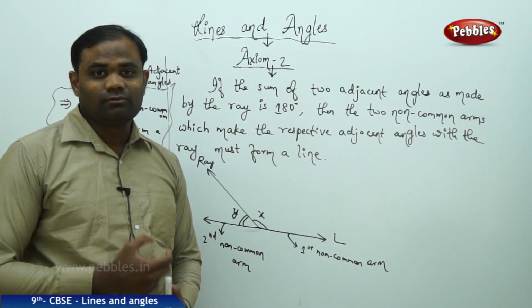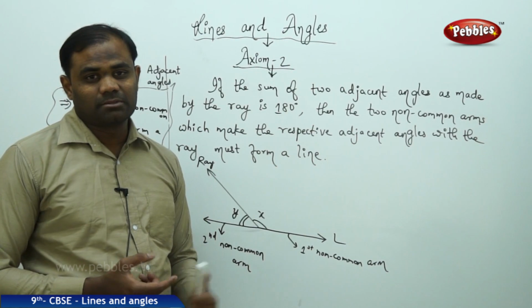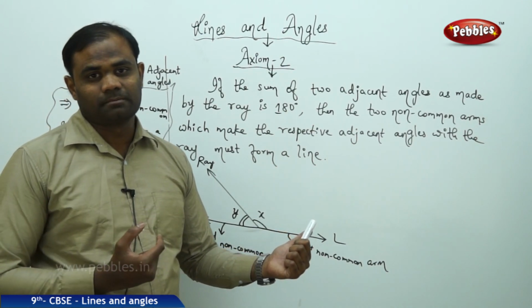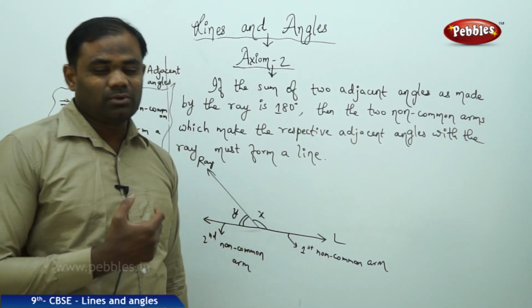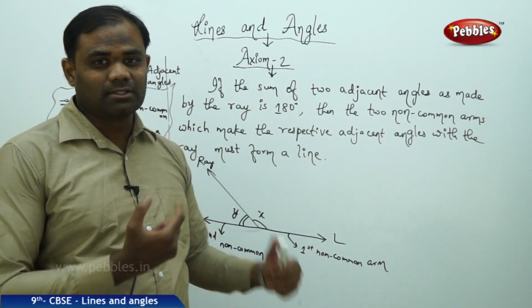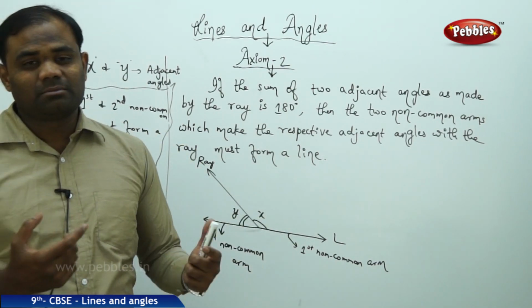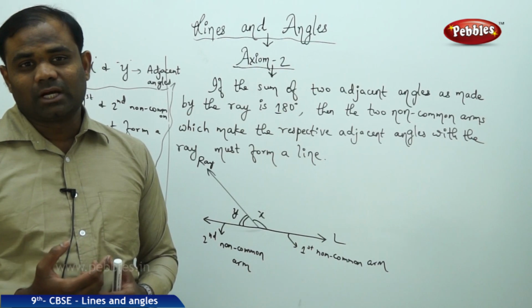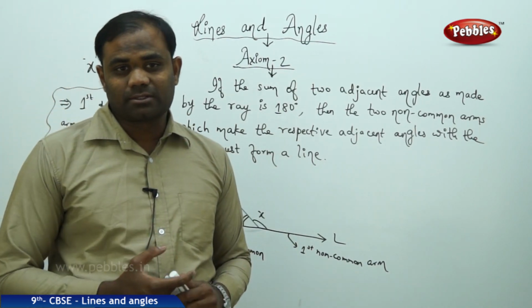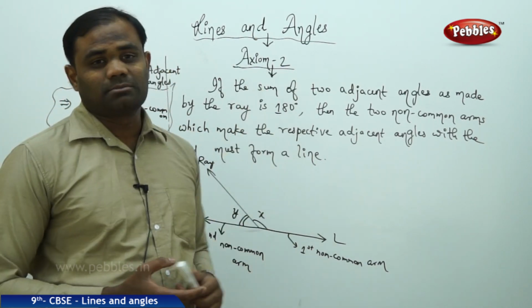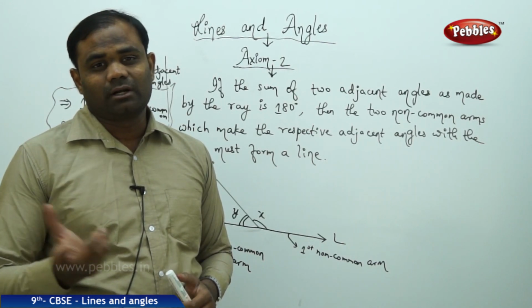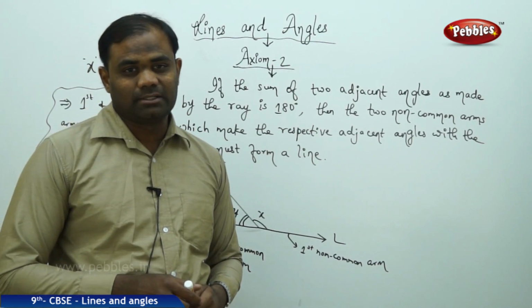They must be forming a straight line. Axiom number 2 and its definition. And the two axioms which we have discussed in the session, axiom number 1 and axiom number 2, are very much related to the linear pairs. Therefore, the two axioms related to the linear pairs are called linear pair axioms.